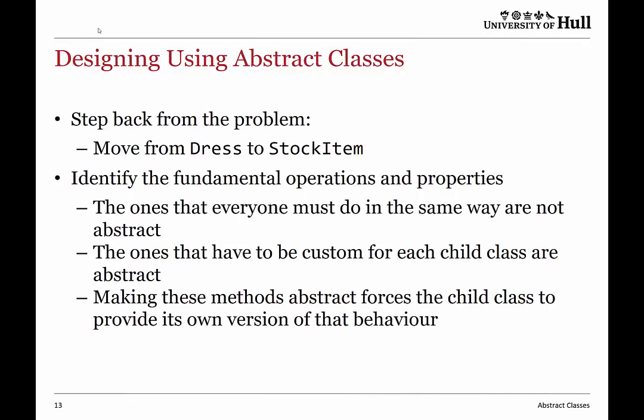Step back from the problem. Do not start with dress, start with stock item. As soon as you've got that, you then go through the business behaviours that you're helping to automate, and find all the fundamental operations and things that they work on. The ones that everyone must do in the same way, they're not abstract, they're just provided by the parent class. So things like get the price perhaps, or get the barcode, or get image of product or something, they might always be there.